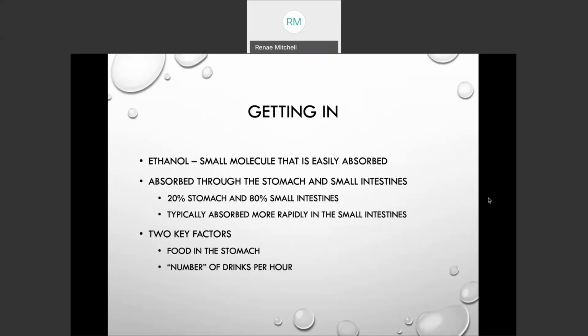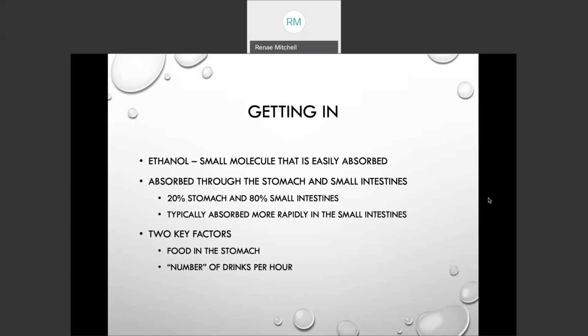So alcohol is easily absorbed through the body. It's consumed by drinking it usually, and it's absorbed through the stomach and the small intestines, like most things that enter through ingestion. About 20% of the alcohol is absorbed within the stomach itself, and then the majority of alcohol gets absorbed through the bloodstream via the small intestines. It also absorbs more rapidly in the small intestines. That's because once it gets through the stomach, there isn't anything in the way of absorption.